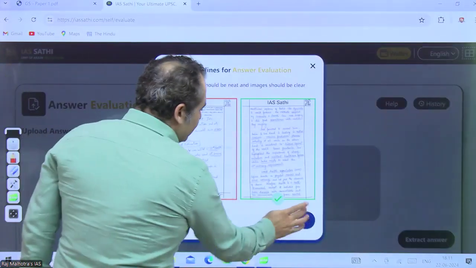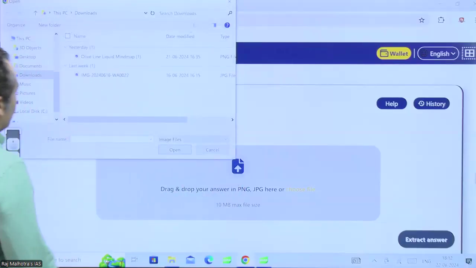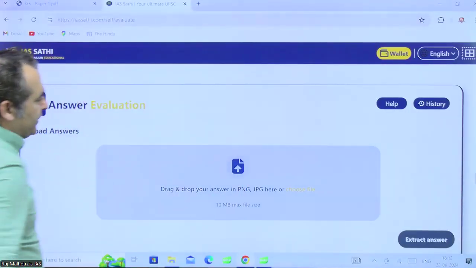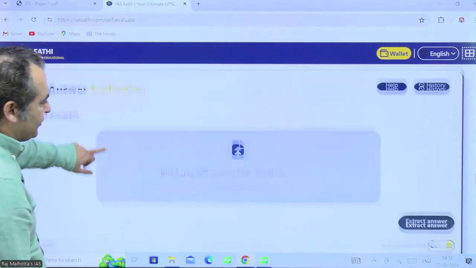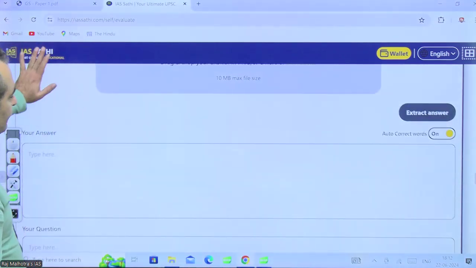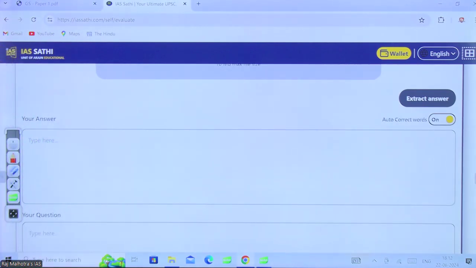Any handwritten answer that you would have written, use that to upload. I have written one answer in a very, very bad hand, though I obviously have a bad hand. I cannot write very neat. Whatever the image was, it will be extracted and it will come here as typed text automatically, right?